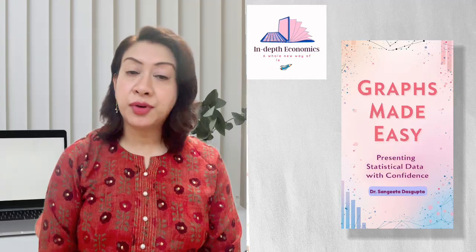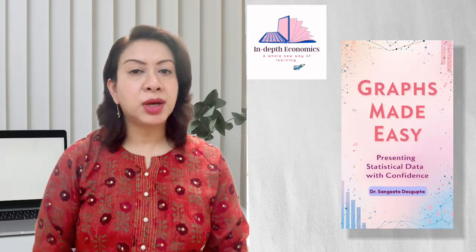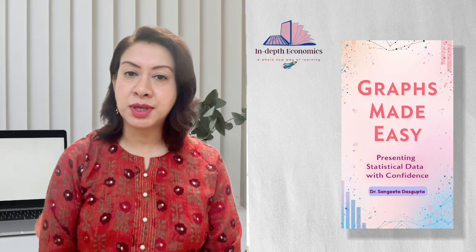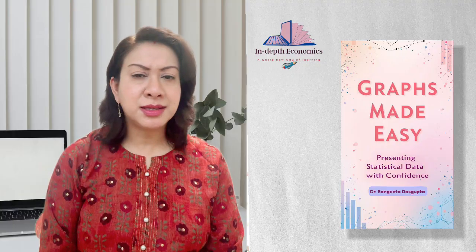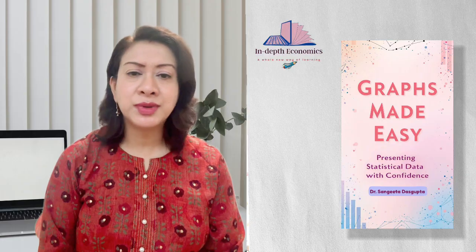You looked at a bunch of graphs and thought, wait, which one am I supposed to use? Should it be a bar diagram or a histogram? Is this an ogive or a cumulative frequency curve? And why do all of them look so similar but mean totally different things? Don't worry, you are not alone.